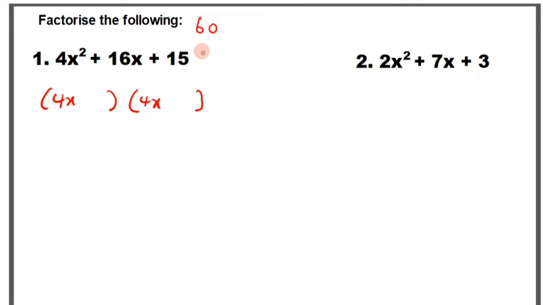Obviously, that's going to be 10 and 6. 10 times 6 is 60, and 10 plus 6 is 16. So I'm going to write plus 10 here, then plus 6 here. The next thing we have to do is to factorize these two. I look for a common factor between 4 and 10.